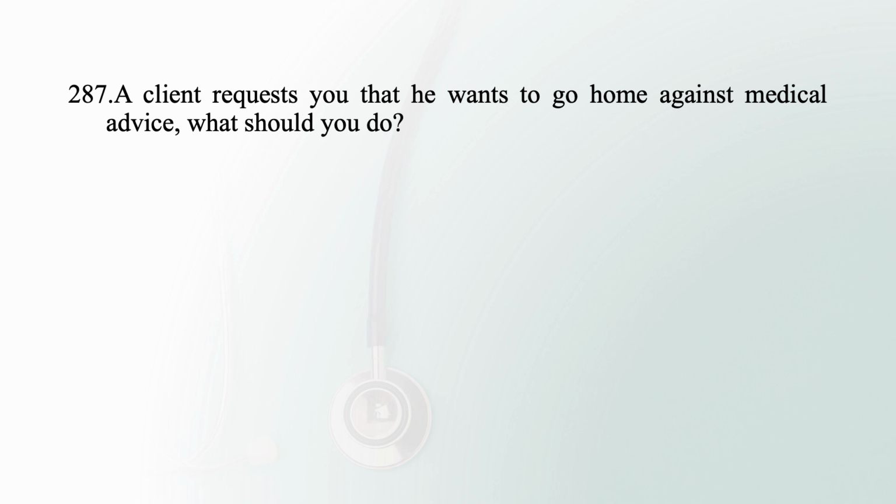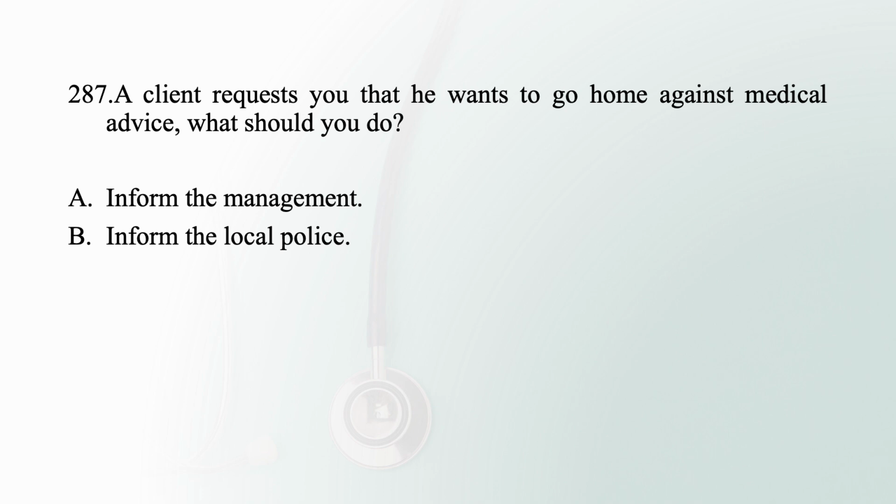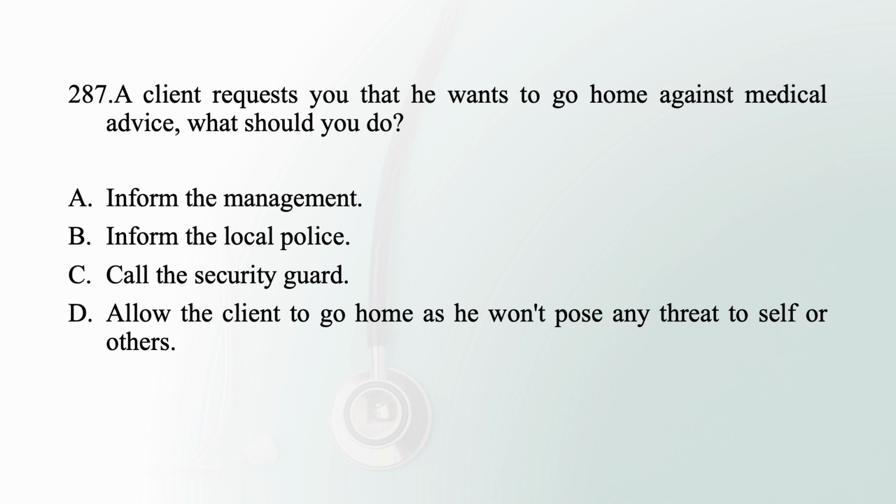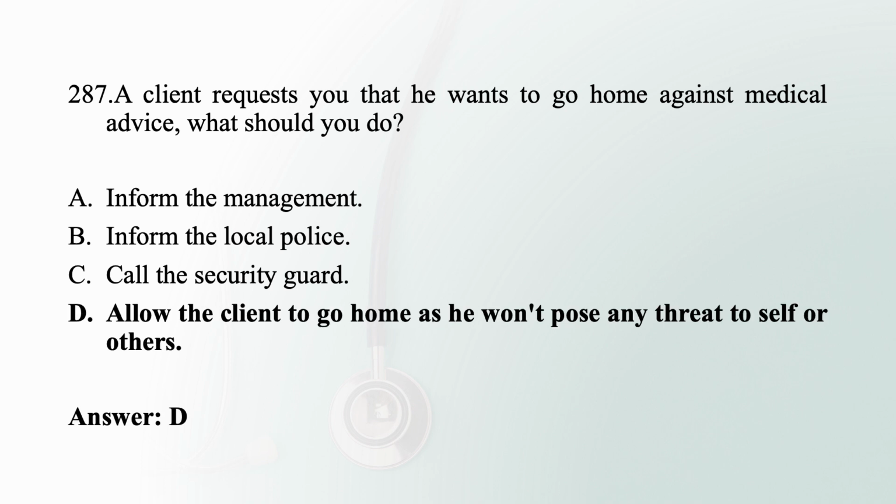Question number 287. A client requests that he wants to go home against medical advice. What should you do? Option A. Inform the management. Option B. Inform the local police. Option C. Call the security guard. Option D. Allow the client to go home as he won't pose any threat to self or others. The correct answer is option D. Allow the client to go home as he won't pose any threat to self or others.